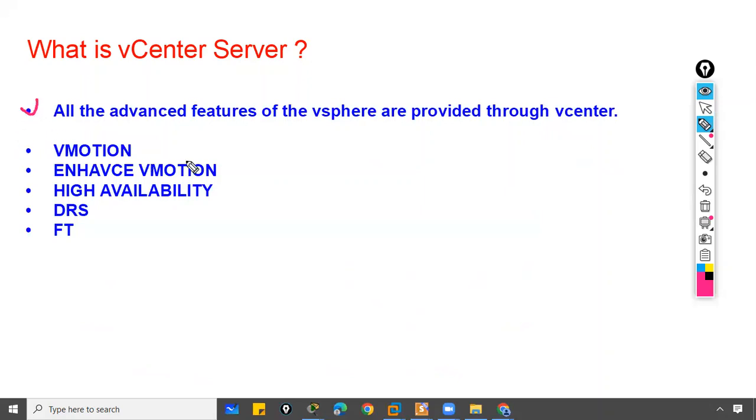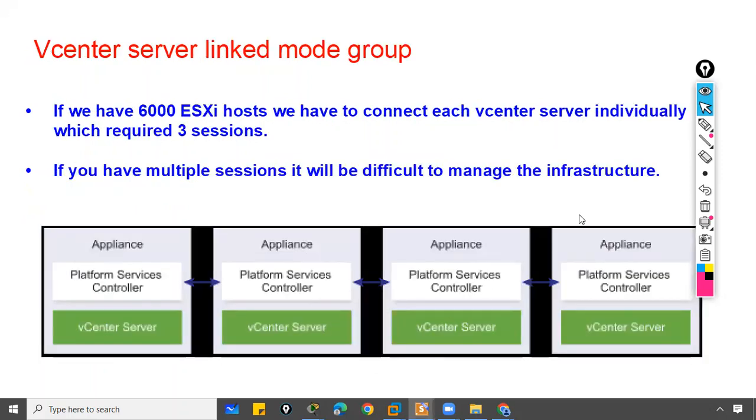And all the advanced features of vSphere are provided through vCenter only. So if you want to use advanced features like vMotion, enhanced vMotion, high availability, DRS, and fault tolerance, you will get all these advanced features via vCenter server only. If you don't have vCenter server in your network, you can't get these advanced features.